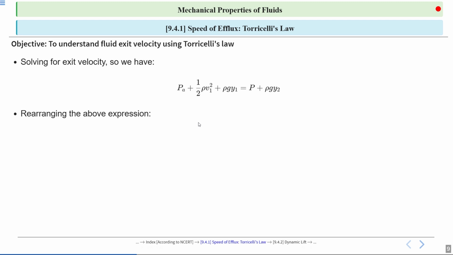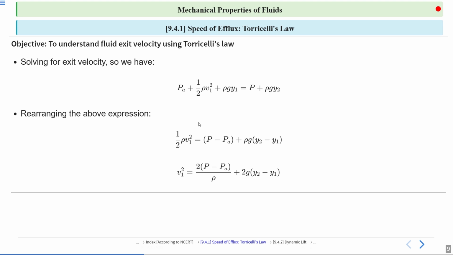Rearranging the above expression to isolate the kinetic energy term which involves velocity. So 1/2 rho V1 squared is equal to P minus P1 plus rho g (Y2 minus Y1). This shows that both the pressure difference and the height difference contribute to the fluid's exit speed.